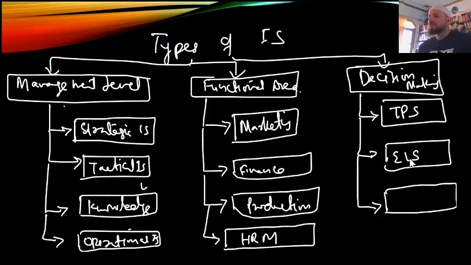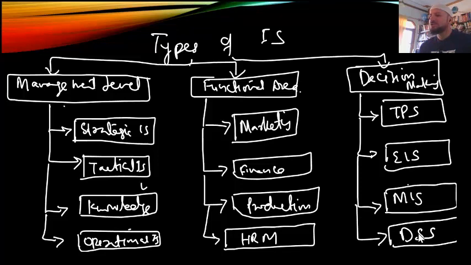We call them the executive support system also, so it's sometimes called ESS also. So then there is your MIS, which is actually the subject, management information system. And then there is the DSS, the decision support system. Okay, we will talk about these in detail. So these are the types of IS overall.